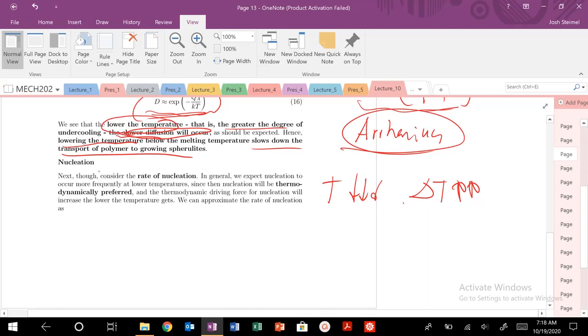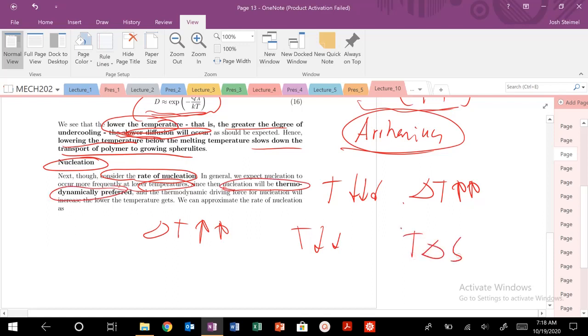Quantitative analysis of growth. Now let's get into nucleation, and specifically the rate of nucleation. So we know that at lower temperatures, i.e. when delta T increases, when our undercooling increases and our temperature decreases, nucleation will be thermodynamically preferred. Again, why? Because this term's magnitude decreases at lower temperatures, so we need to maximize our favorable enthalpic interactions, and we want to nucleate our lamella and our spherulites.